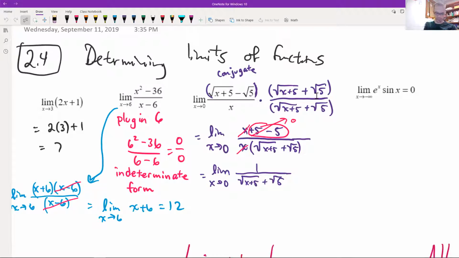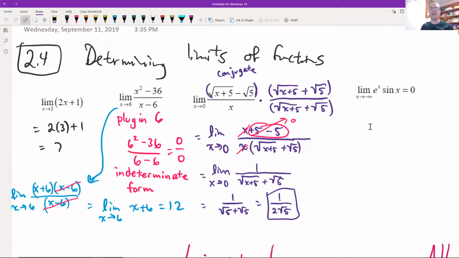And now if we try plugging in 0, we get 1 over the square root of 5 plus the square root of 5. So this is 1 over 2 times the square root of 5, which is a perfectly fine number. Yeah, that is algebra trick level 2. And the final one here, where we've got the limit as x goes to negative infinity of e to the x times the sine of x, that will be 0.